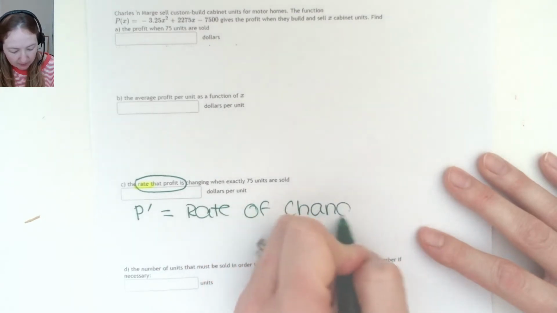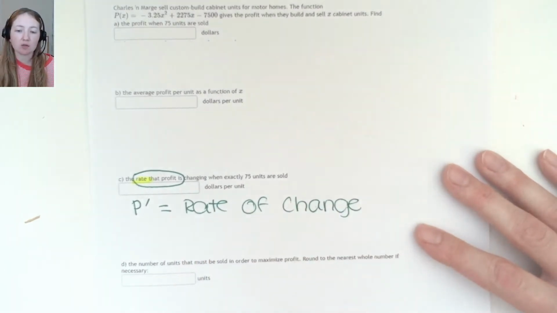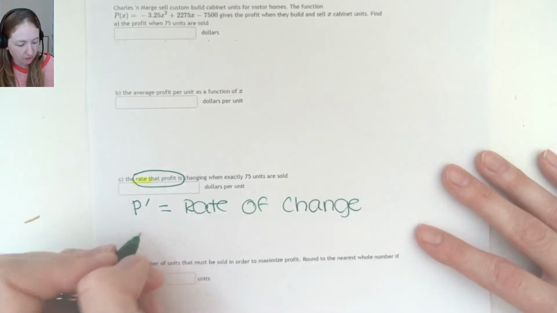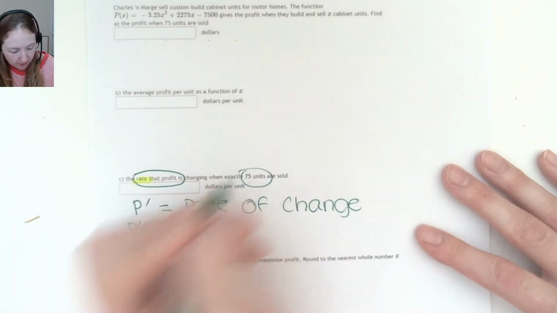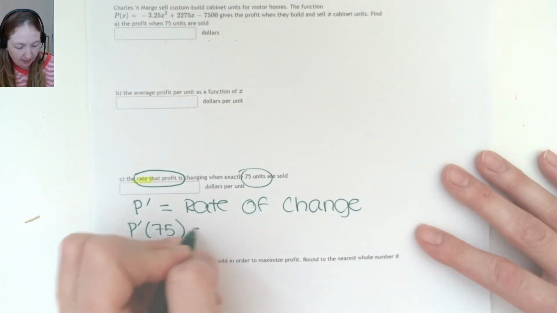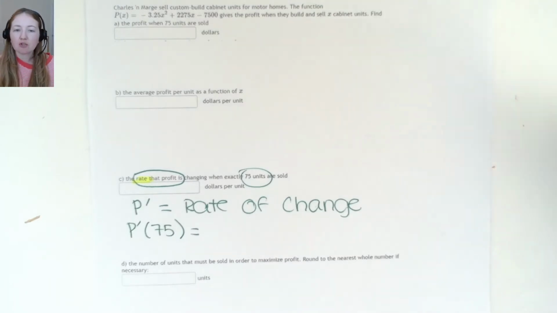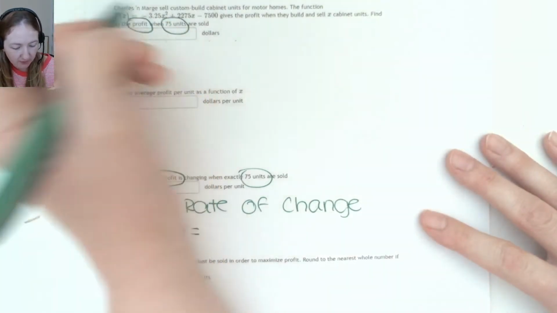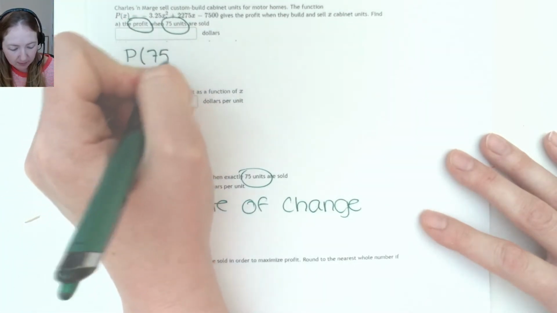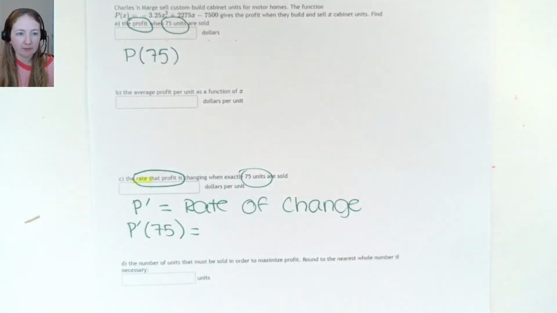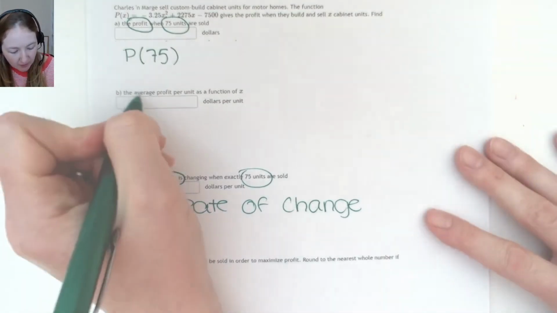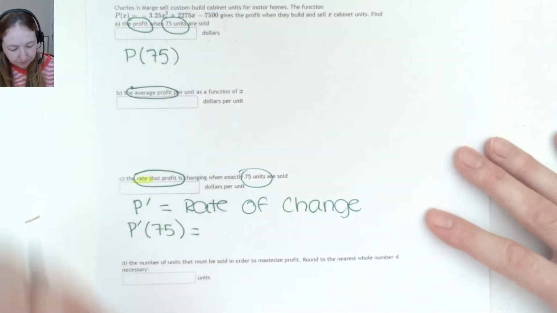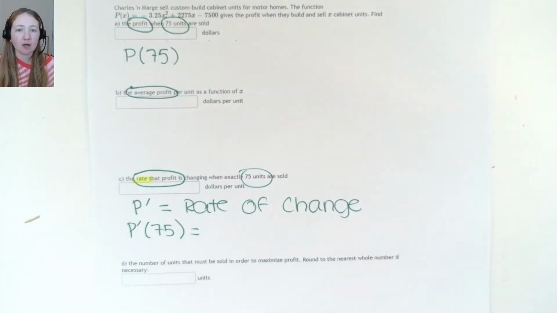So this part C question is really just asking you to find the derivative of the profit function, and then of course plug in the 75 units after you find that derivative. So everything else is going to be very straightforward. For part A, profit at 75 is just plugging in 75 into the profit function. Part B is the average profit function as a function of x.